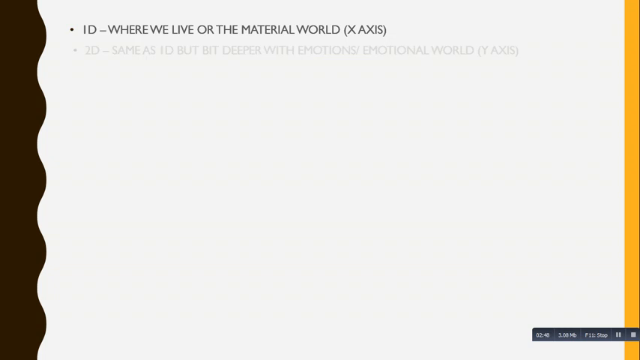Now let's start by analyzing what these dimensions are. The first dimension, 1D, is where we live, where the material world exists. It's the x-axis, as we commonly call it. Now, what is 2D? Same as one dimensional, but a bit deeper, like length and breadth, or the y-axis. It's also called the emotional world, where our emotions come into existence.